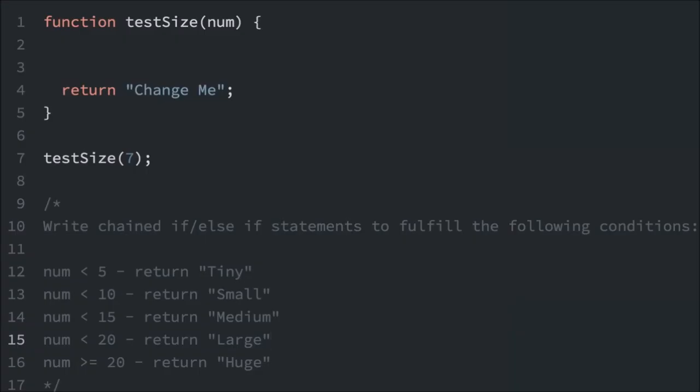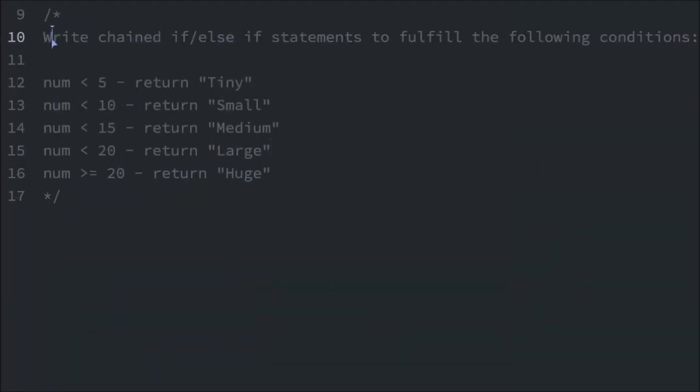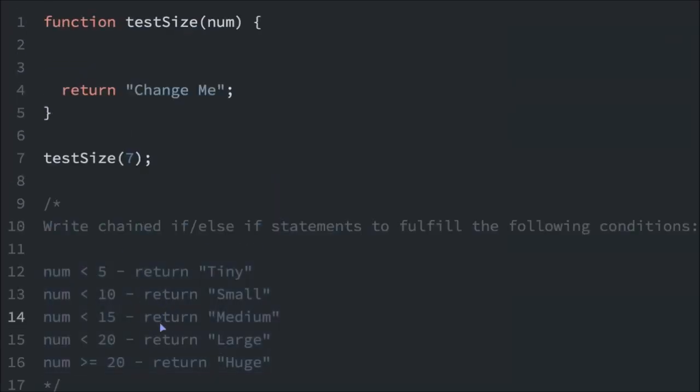You can also chain if and else if statements. So I'm going to complete the following challenge here. Write chained if/else if statements to fulfill the following conditions. So we have these conditions where if the number is less than 5, we're going to return tiny. If it's less than 10, return small, and so on. What I'm going to do is copy this right here, because part of it is written exactly how we want it to be written.